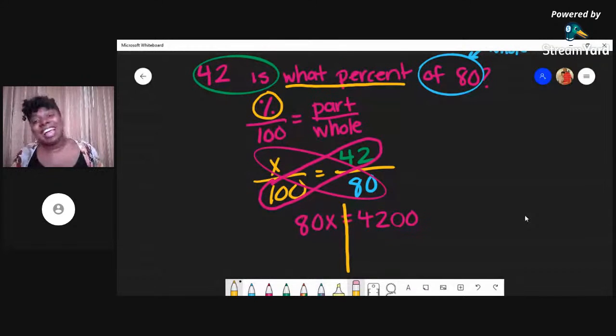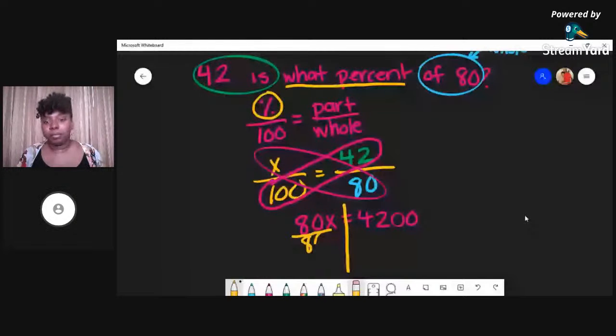Okay, so 80x equals 4,200. What are we going to do now? Isolate the variable and get the x by itself. Okay, so what am I going to do with this 80? Put it over 80. Good. Which turns it into 1, and you do the same for the 4,200. All right, so solve it for me and tell me what you get.